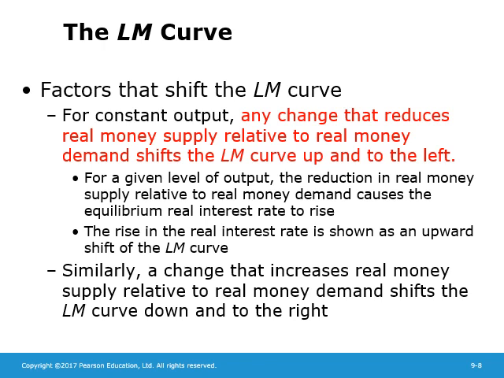The rise in the real interest rate is shown as an upward shift of the LM curve. Why is it a shift? Because we are maintaining output constant. There is something else that changed other than Y. So we are talking about a shift and not a movement. Similarly, a change that increases real money supply relative to real money demand shifts the LM curve down and to the right.